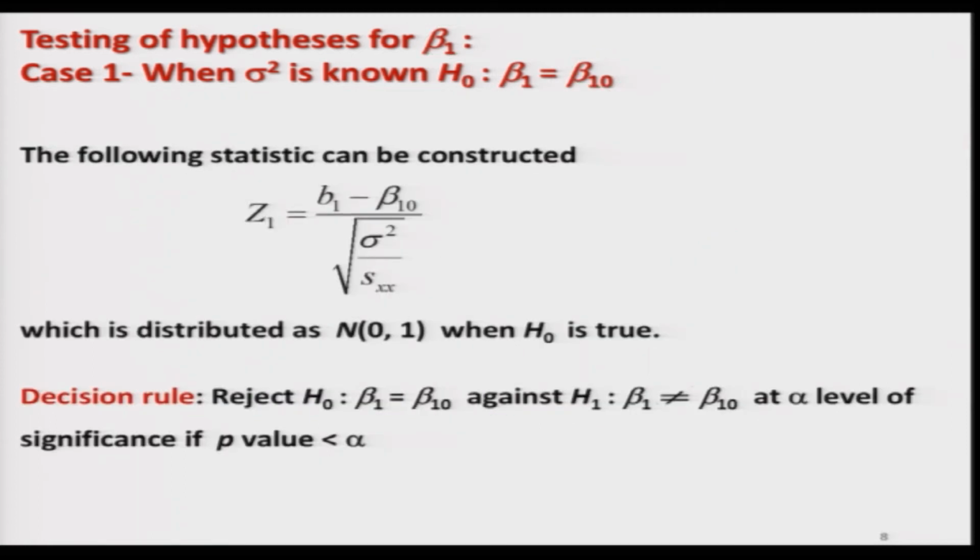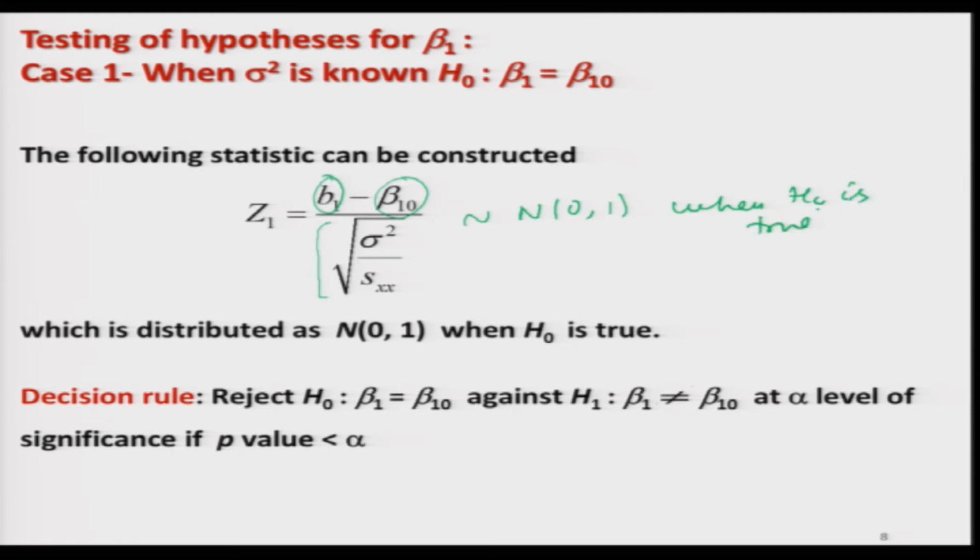Now, using this result, we can construct the statistic: B 1 minus beta 1 naught divided by the standard error, or standard deviation, of B 1, which is the square root of sigma square upon S x x. This will follow a normal distribution with mean 0 and variance 1 when H naught is true.